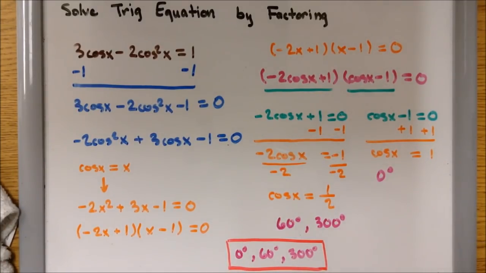Now if I were to ask you for the radians equivalent, for 0 degrees it would be simply 0. For 60 degrees it would be pi over 3, comma, for 300 degrees it will be 5 pi over 3. And that would be the final answer for the radians equivalence.